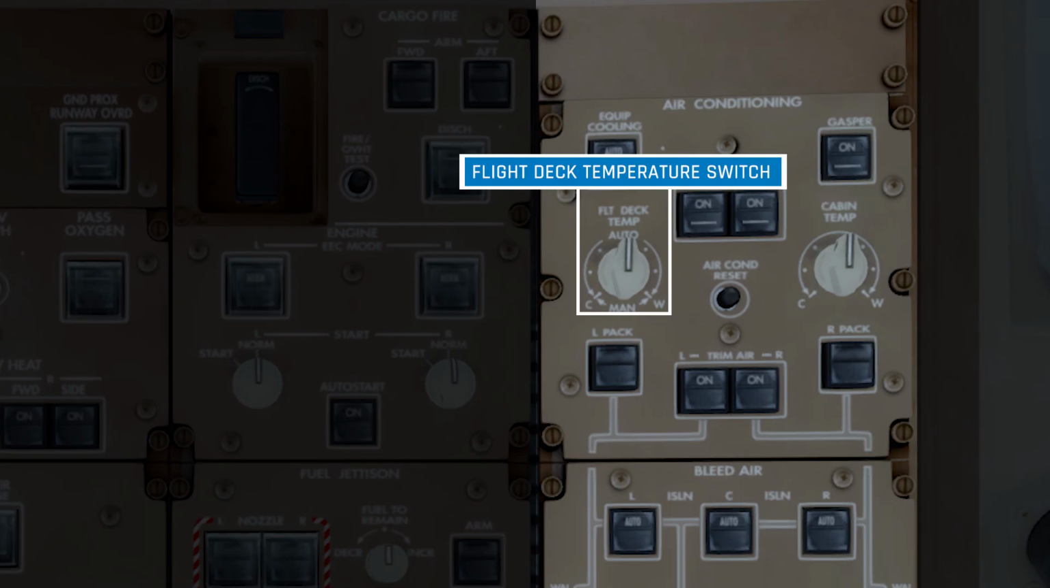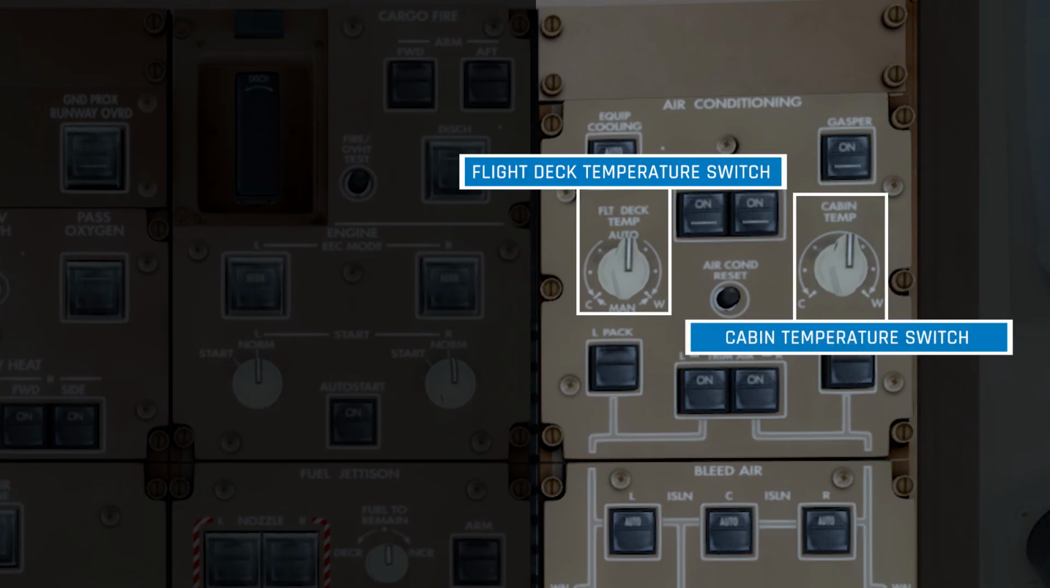On the left we have a flight deck temperature selector, and on the right is a passenger cabin temperature selector. The minimum temperature for both selectors is 18 degrees Celsius. When left in the middle or automatic position, the temperature is approximately 24 degrees, and when it's set to warm, the temperature is 29 degrees Celsius.